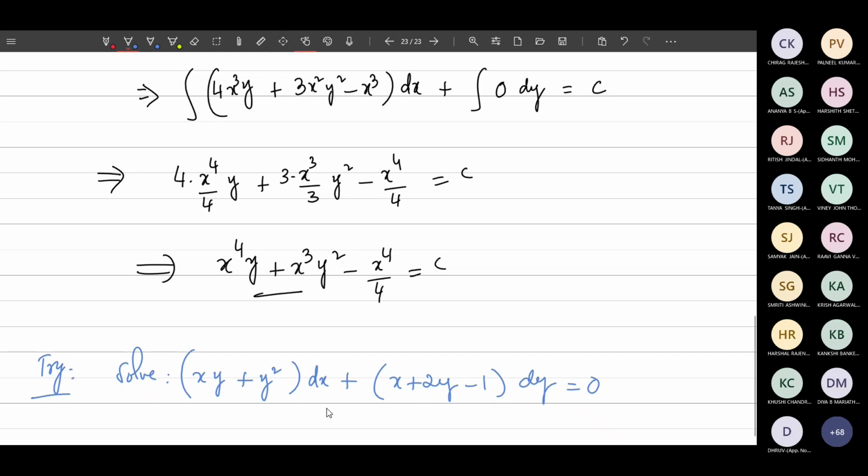And what are the different types? This is one type. The other types also we have. So that we will see in the next class, next session.